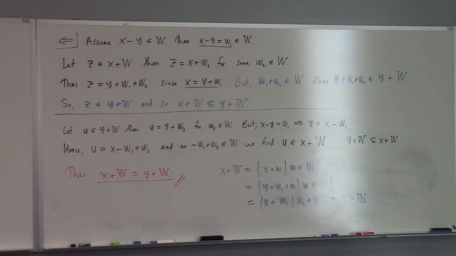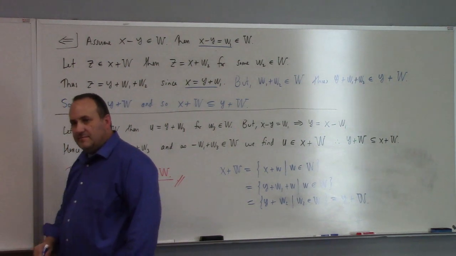Can you prove it? By definition, this is 0 plus little w, such that little w is in the subspace, right? But that's equal to little w, such that w is in the subspace, which I'm pretty sure is just the subspace, right? So, yeah.